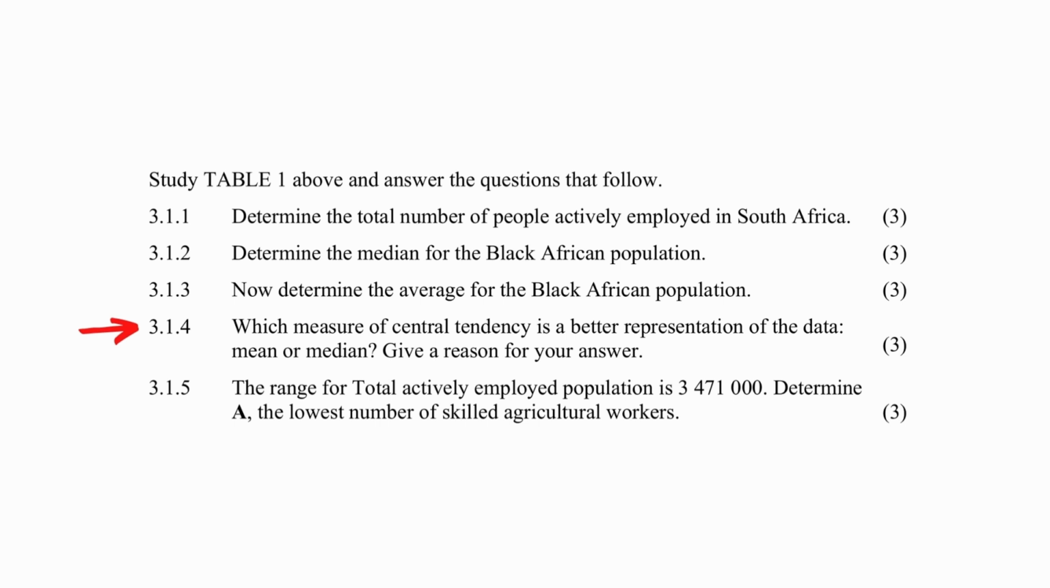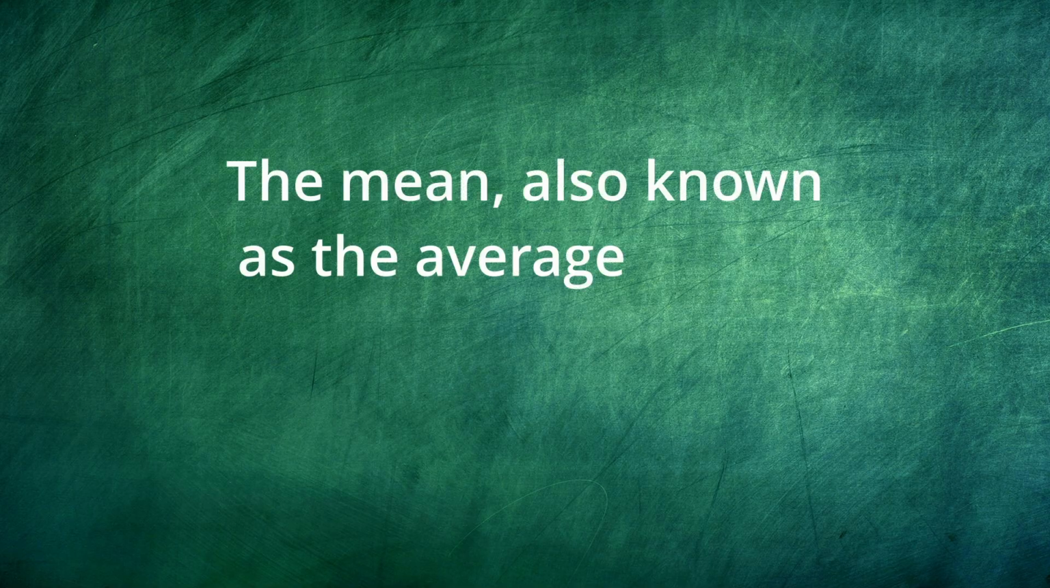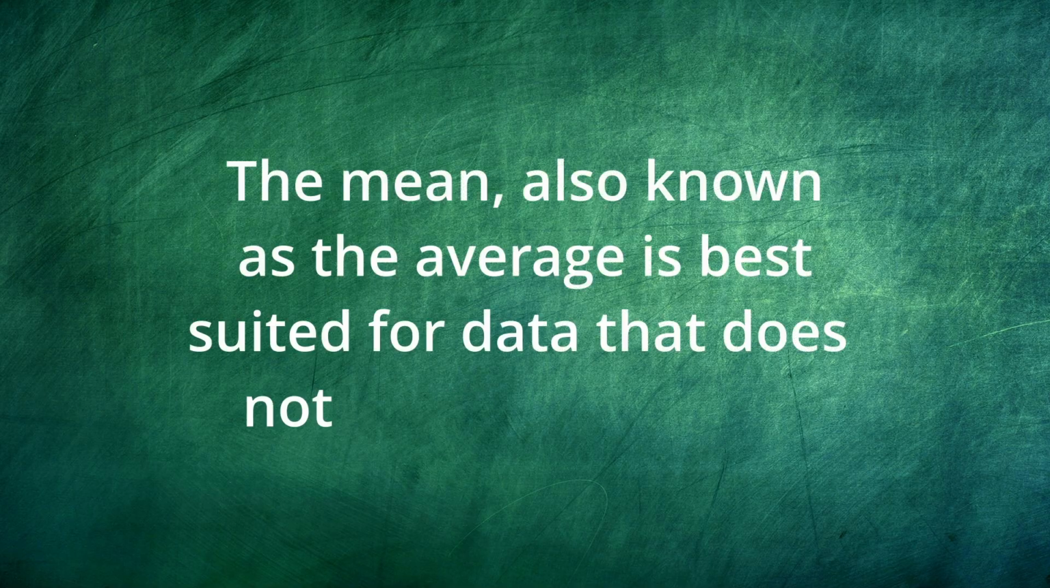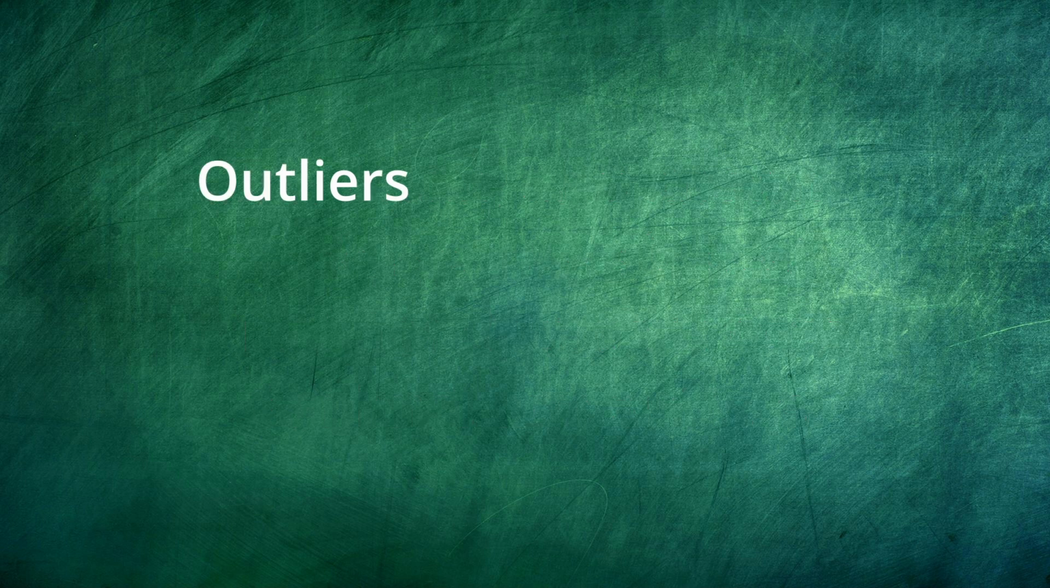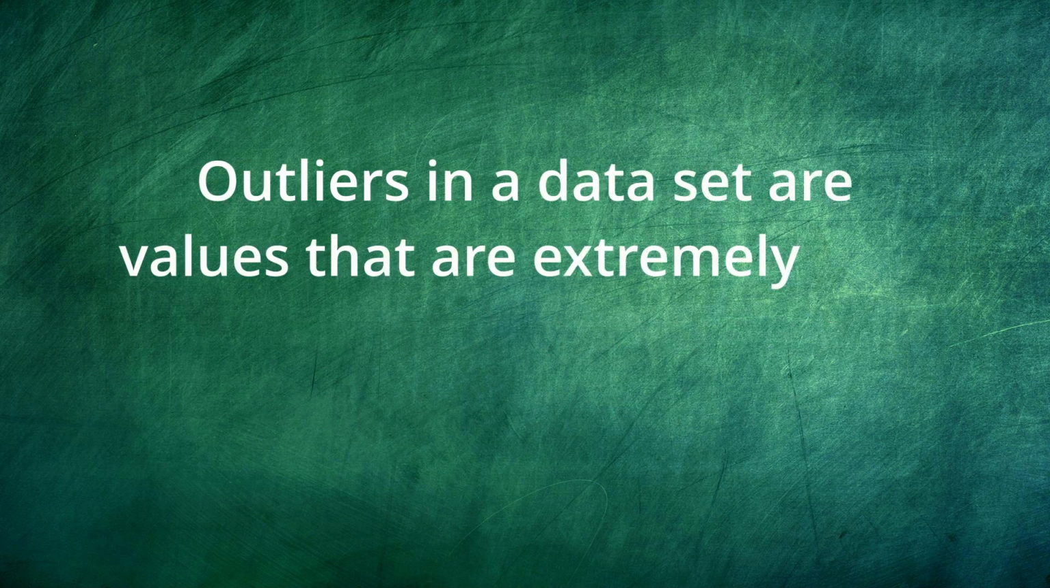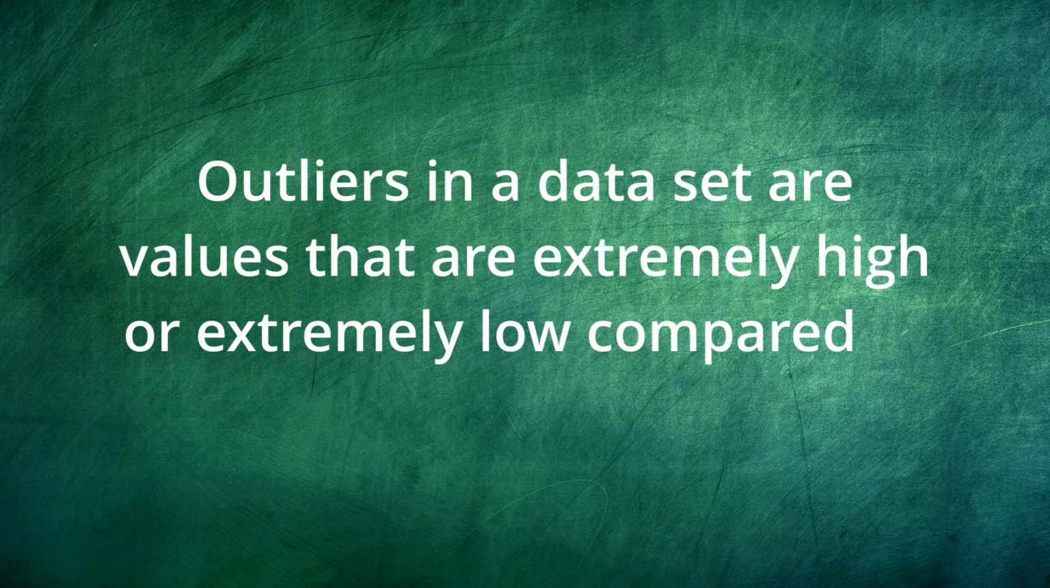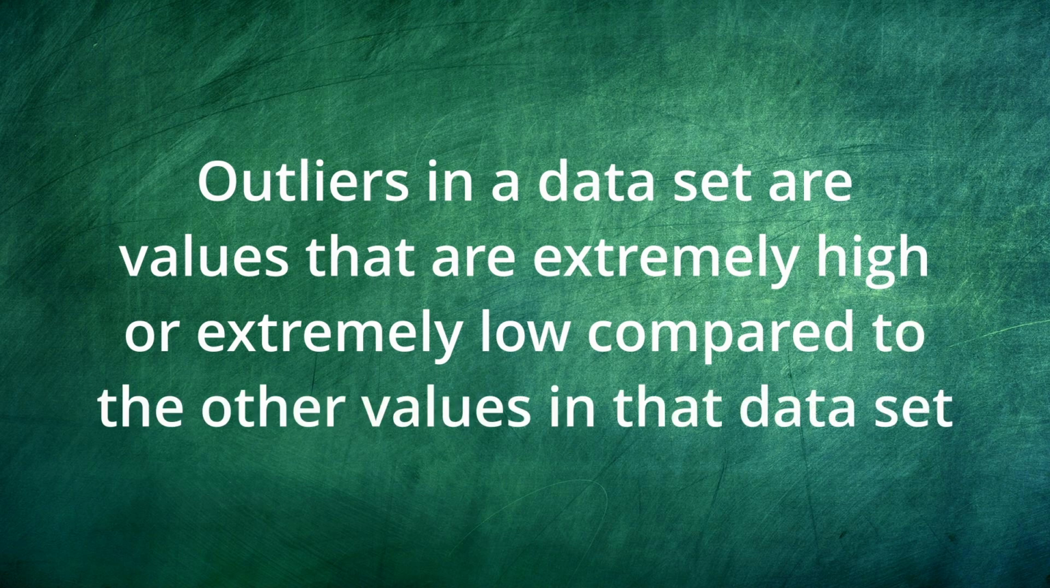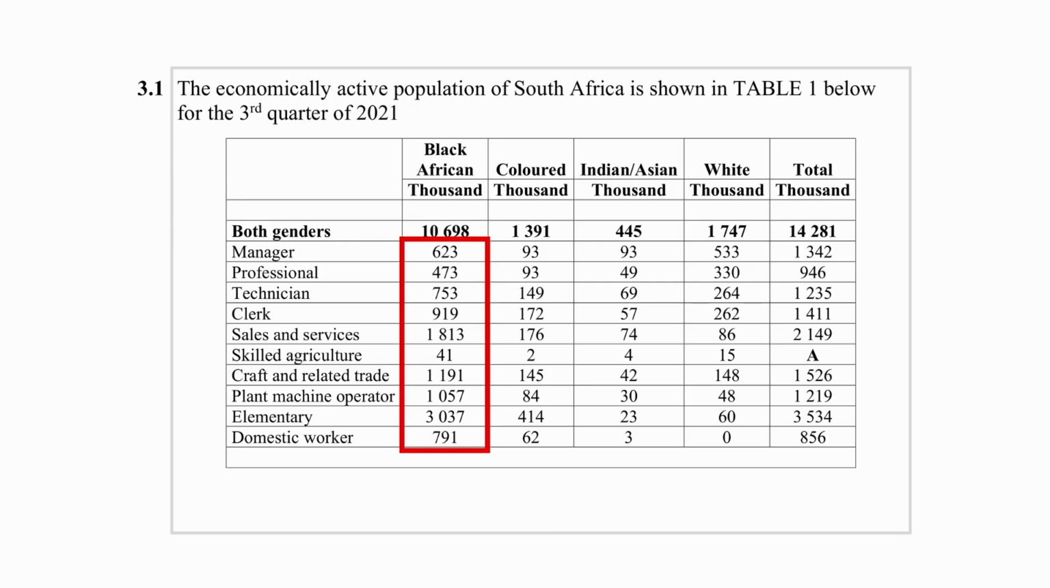In question 3.1.4, you are required to state with reason which measure of central tendency is a better representation of this data. Your options are between mean and median. The mean, also known as the average, is best suited for data that does not have any outliers. Outliers in a data set are values that are extremely high or extremely low compared to the other values in that data set. If you take this data set as an example, you will have two outliers, which are skilled agriculture and elementary.